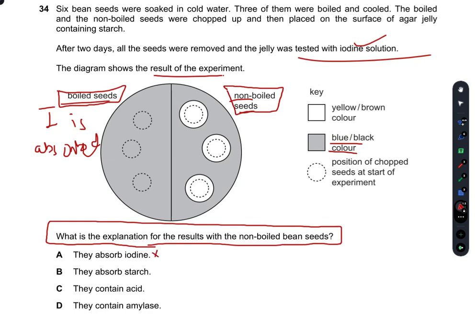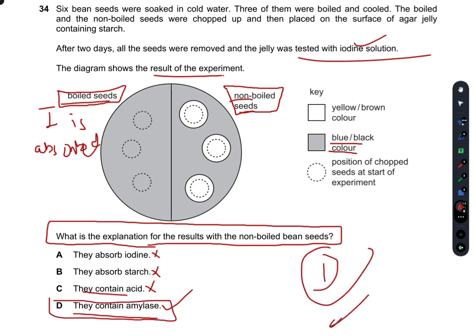They absorb iodine? No, it does not. They absorb starch? No, they do not absorb starch. These boiled seeds, non-boiled seeds, they do not contain acid as well. They may contain amylase. Yes, they will have amylase, because this amylase would catalyze the reaction, and starch would not be present, and that's the reason why the blue-black color is not produced with the iodine solution. So that makes sense to me. So D is the right option.